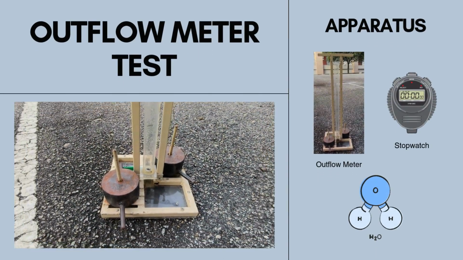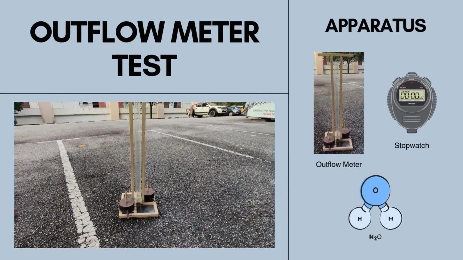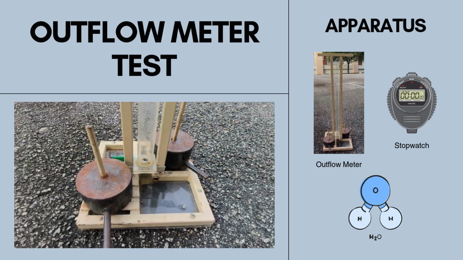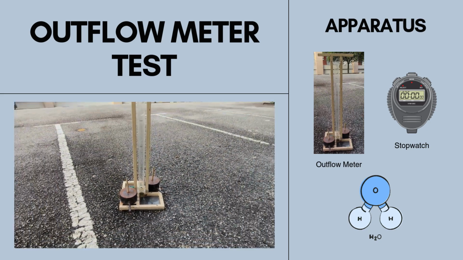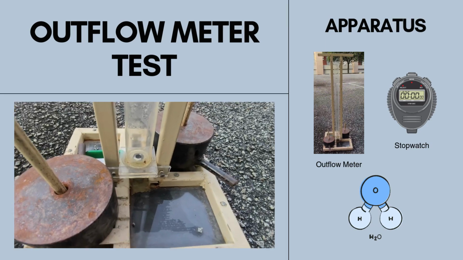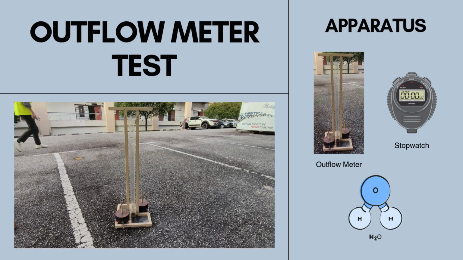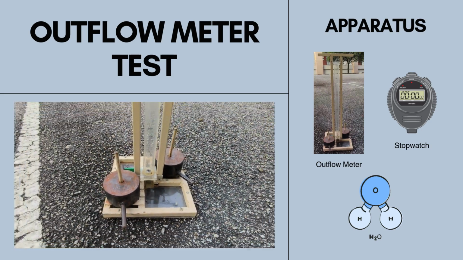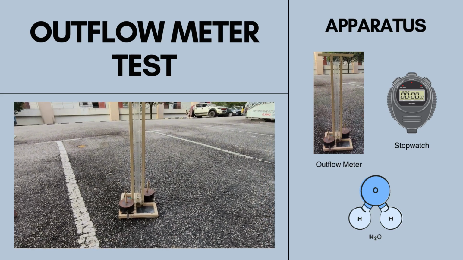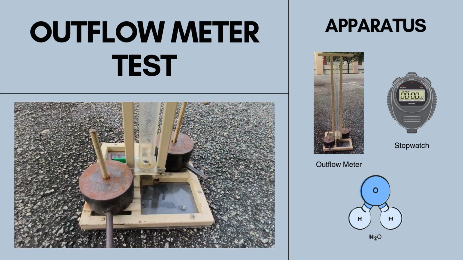In this part, we are going to show how the outflow meter test works and what it is used for. The objective of this test is to figure out how fast water flows out of the outflow meter. Basically, we measure how long it takes for a certain amount of water to exit, and then we can calculate the flow rate. For this test, we'll be using 3 things: the outflow meter, a stopwatch, and water.